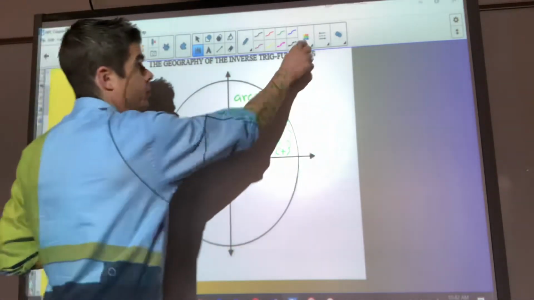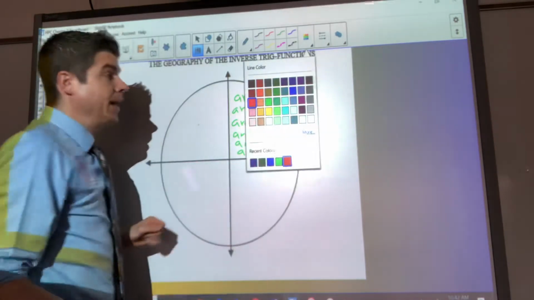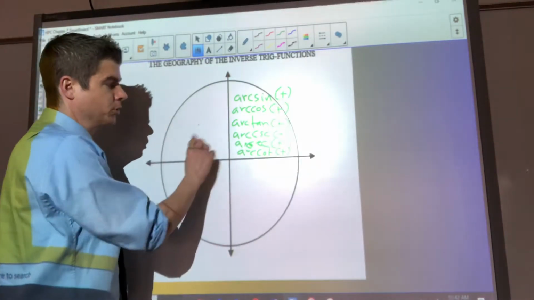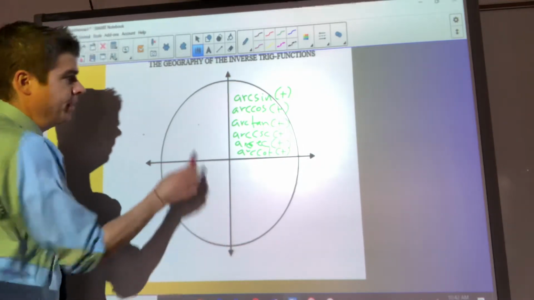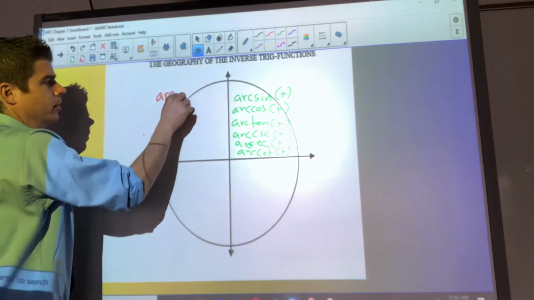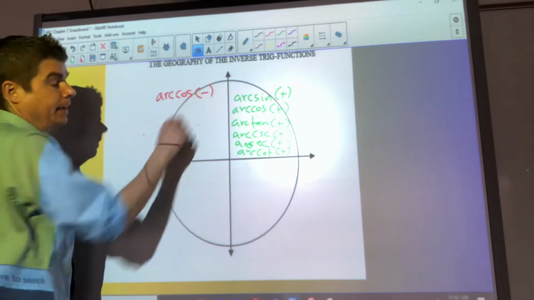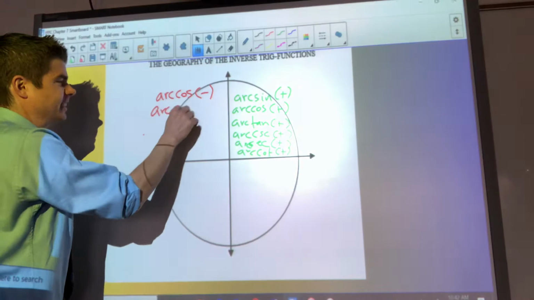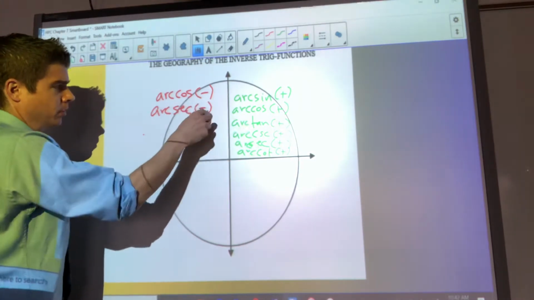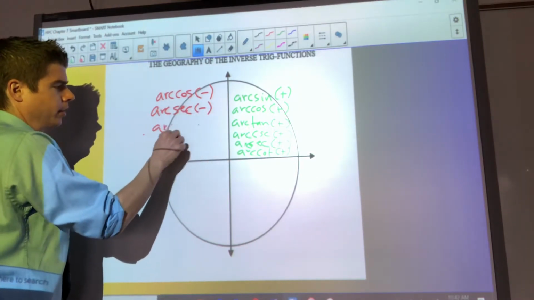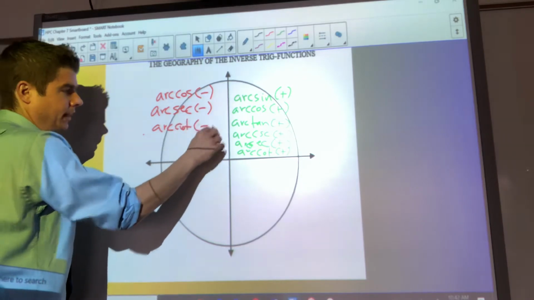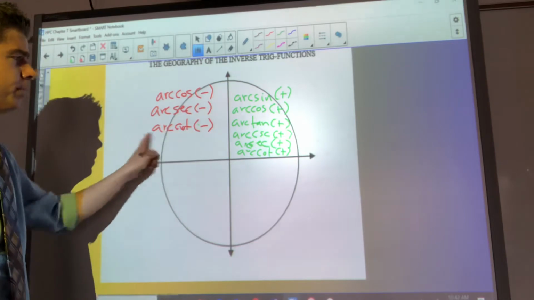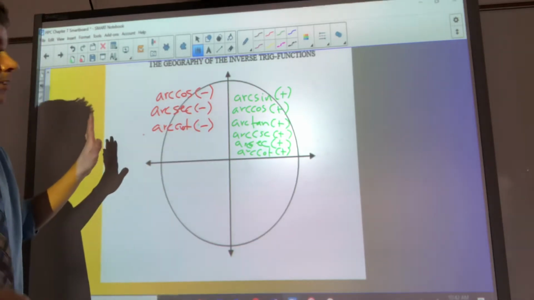Now, if you are given a negative ratio, that's where we start splitting in terms of which quadrants you are going to put them in. If you are given arc cosine of a negative ratio, you're going to put into quadrant 2. Its reciprocal value, arc secant, will also go into quadrant 2. And then arc cotangent will be defined in quadrant 2. We're going to look further at this tomorrow, but this is based on what the graph of cotangent looks like.